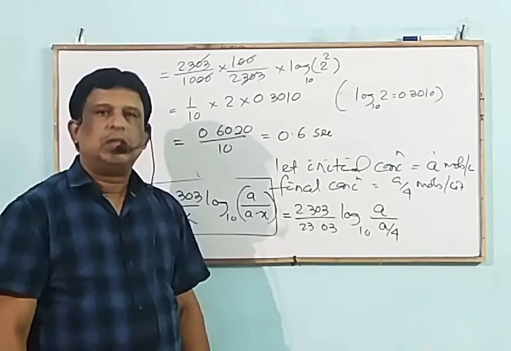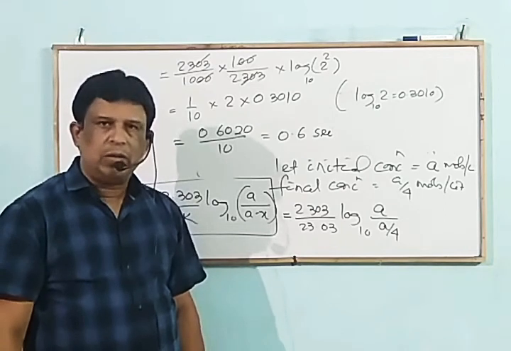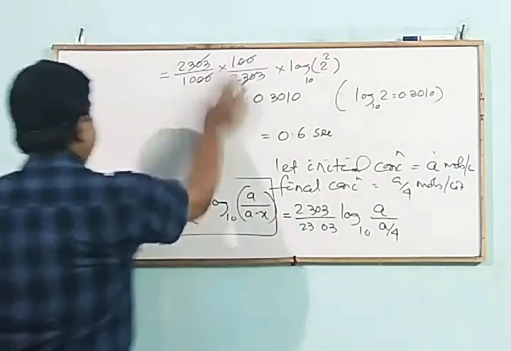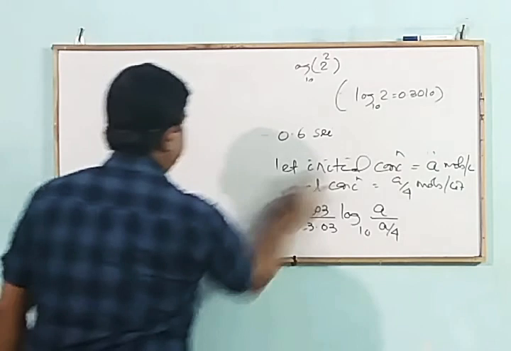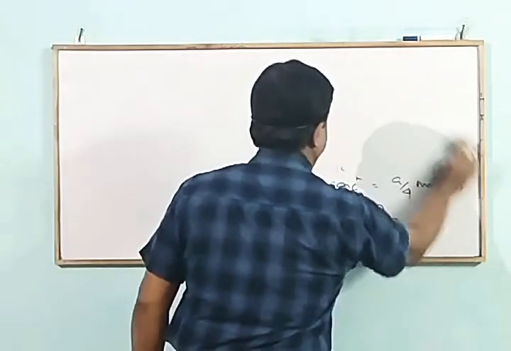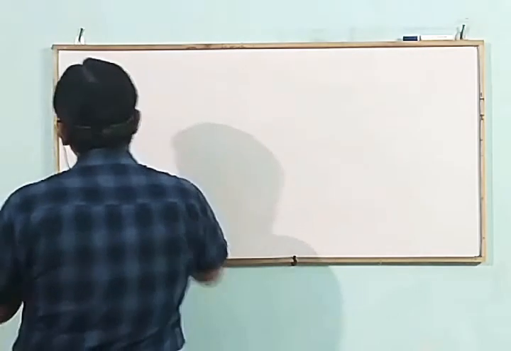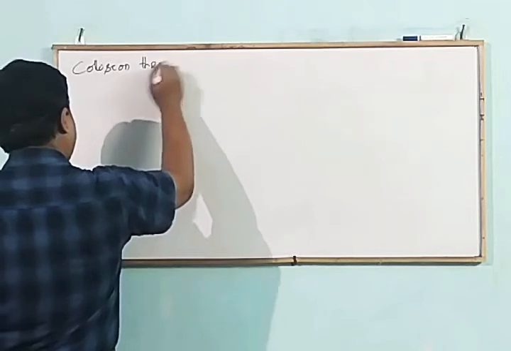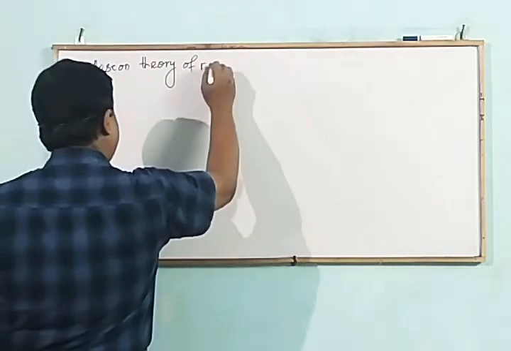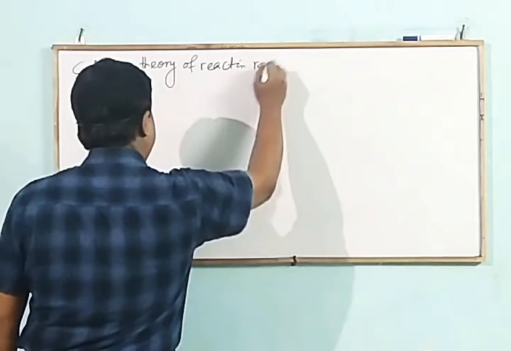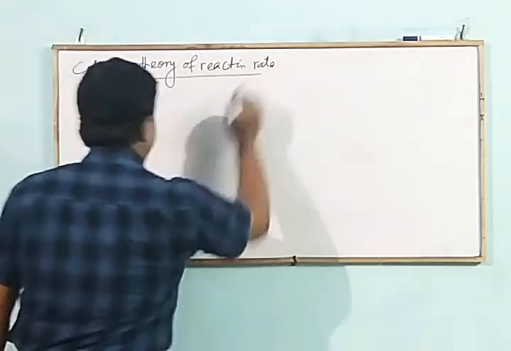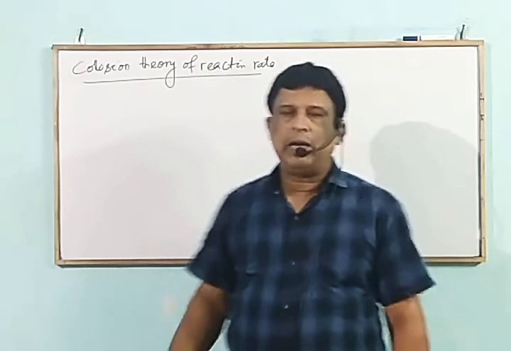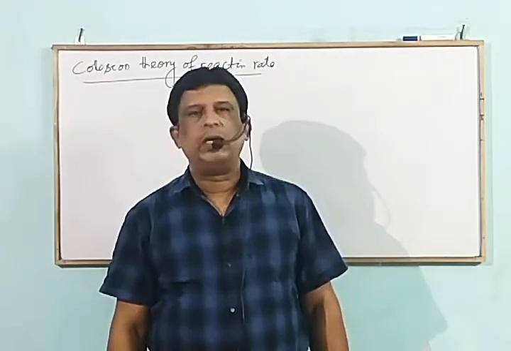Next, switch over to the second one. Today's class is known as collision theory of reaction rate. Four to five points are there in this postulate of the collision theory of reaction rate. We discuss one by one.